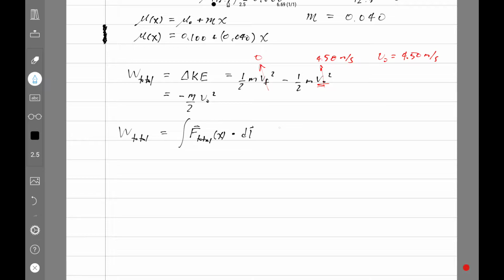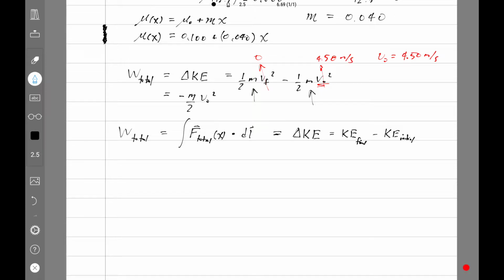Well, I need this to be changing kinetic energy. The lower limit and the upper limit correspond to these two terms, these two kinetic energies, like a kinetic energy final minus kinetic energy initial.